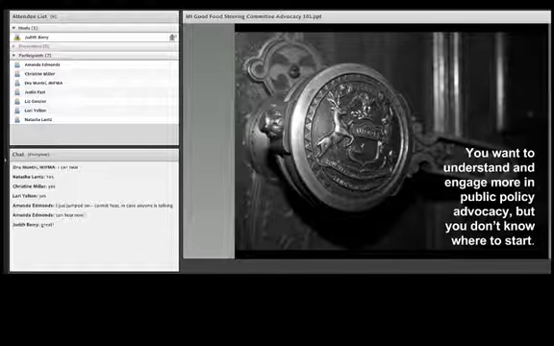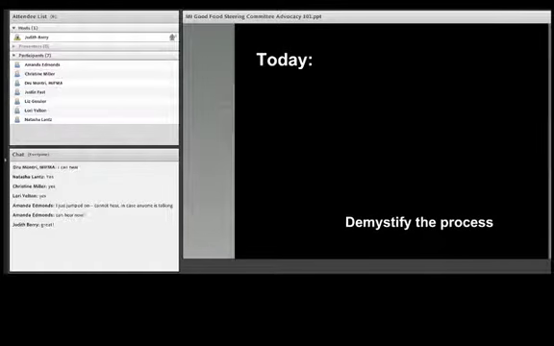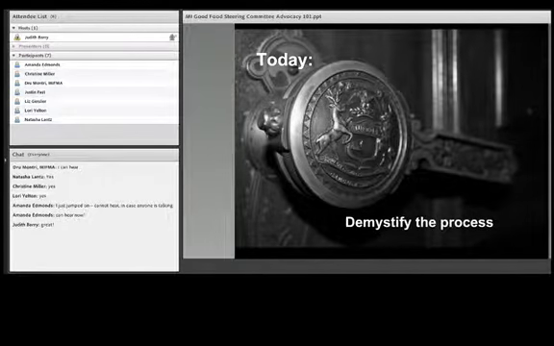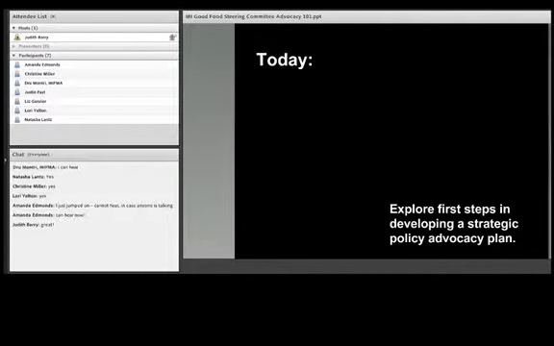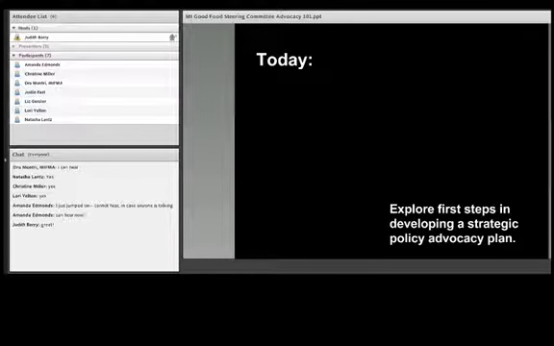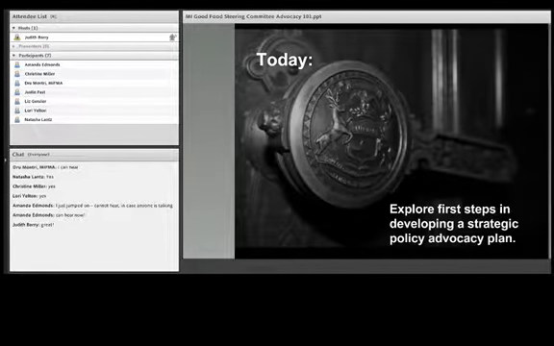But the goal is you want to engage more in public policy advocacy, but you're not entirely sure where to start. So today is about basically addressing barriers that people experience. We're going to demystify the process. That to me is a really huge issue for a lot of folks, it's so hard to understand how this legislative process works. And we're also going to look at tips and tools for effective public policy advocacy. And then we're going to begin to explore first steps in developing a strategic public policy advocacy plan.